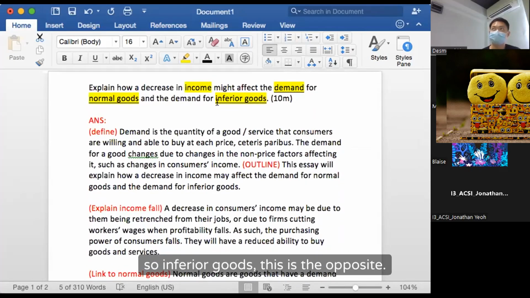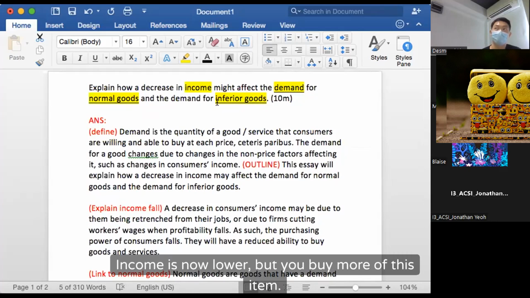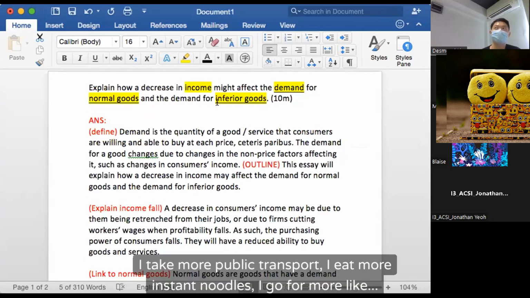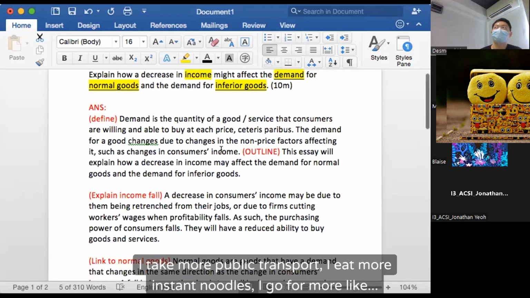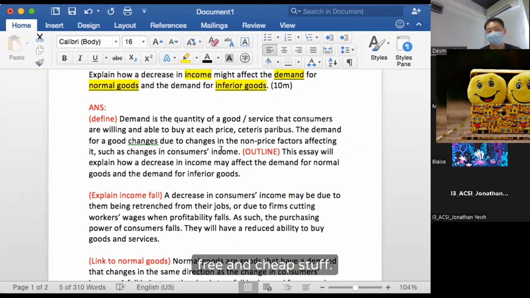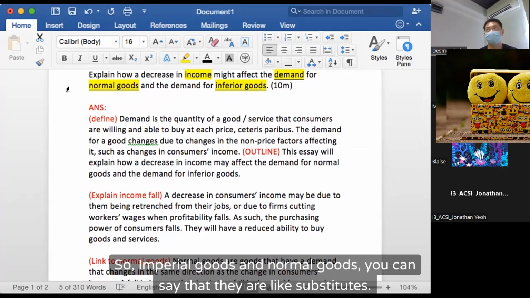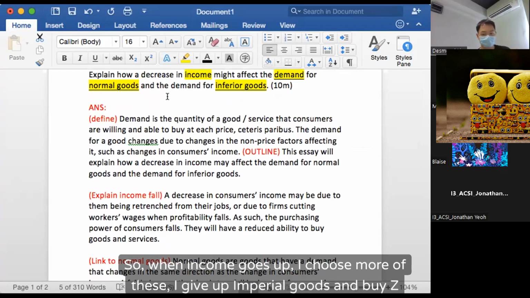Inferior goods are the opposite. Income is now lower, but you buy more of this item. I take more public transport. I eat more instant noodles. I go for more free and cheap stuff. So inferior goods and normal goods, you can say they are like substitutes. When income goes up, I choose more of this and give up inferior goods, and vice versa.